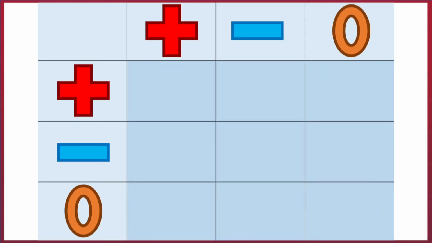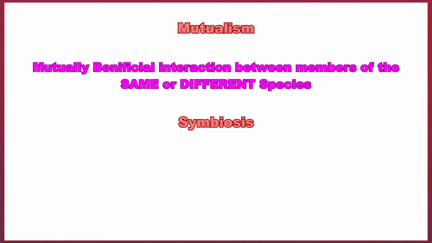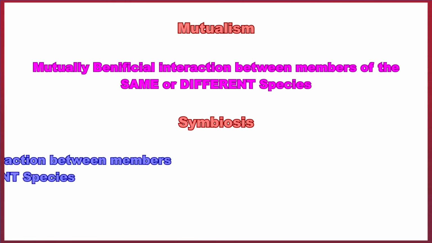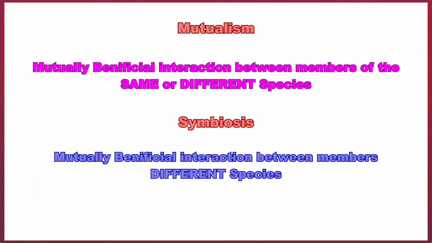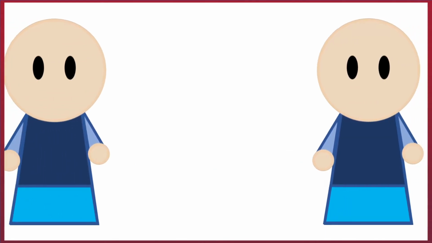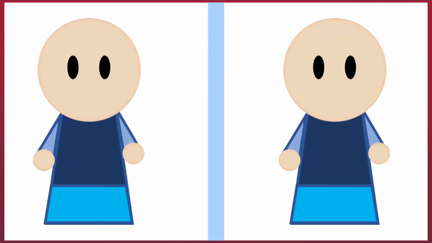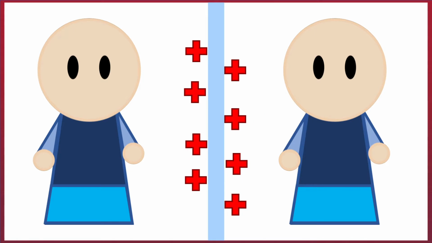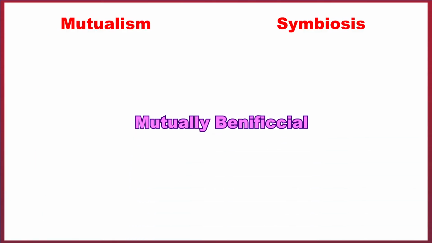Starting off, we'll be taking a look at the concept of mutualism and symbiosis. The only difference between these two interactions is that mutualism occurs between members of the same or different species, whereas symbiosis only occurs between members of different species. In both cases, the participants would not be able to exist without the other, as they are given mutually beneficial outcomes.